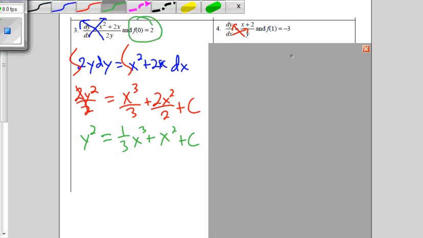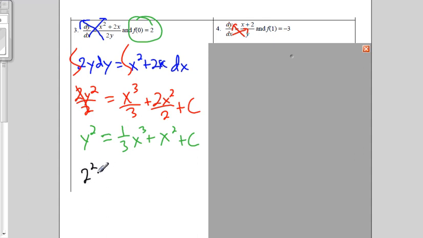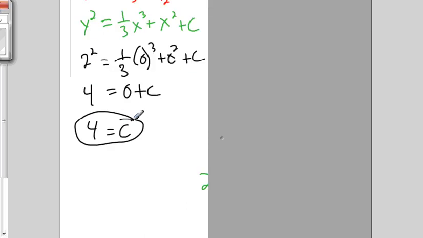So every place that I see y, I'm going to put in 2. Every place I see an x, I'm going to put in 0. Again, that makes it nice for us. Okay, now let's solve this for c. So we get 4 equals c.